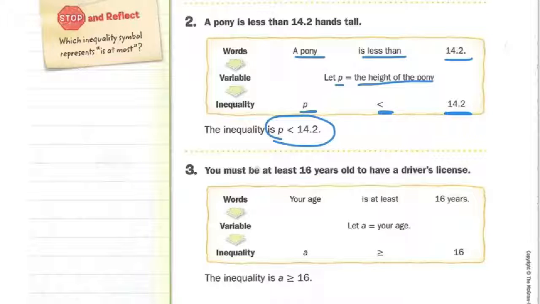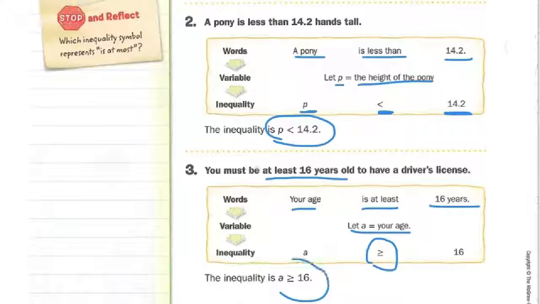Now this is where it gets a tiny bit tricky. You must be at least 16 years old to have a driver's license. So your age is at least 16 years. A will be our age. What makes it tricky is that when you read the word least, you think, oh, that must be less than. But when we say at least, that means we can be no less than. You cannot be less than 16 years old to drive a car, right? You have to be 16 or more: 16, 17, 18. So at least is actually greater than or equal to. So our inequality is A is greater than or equal to 16. Good work so far.